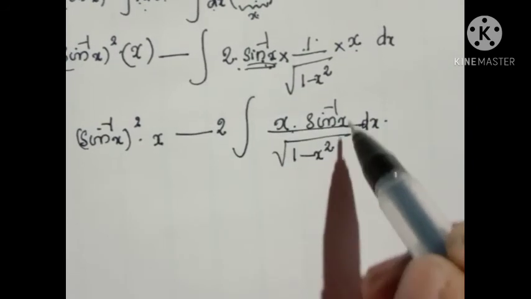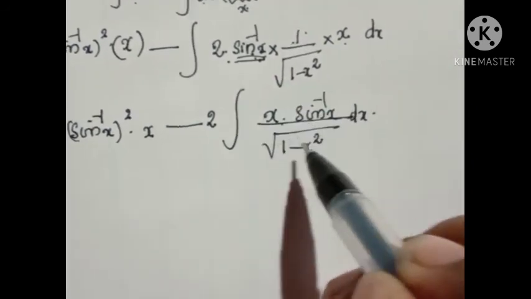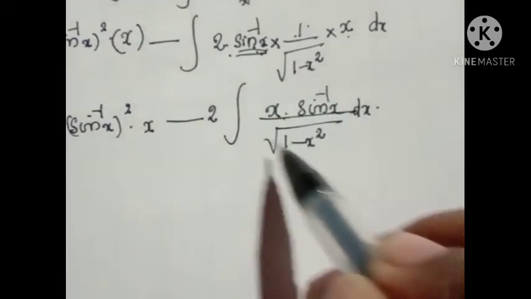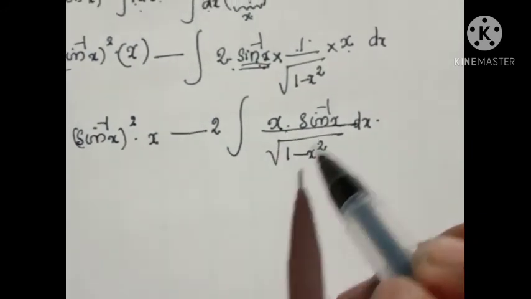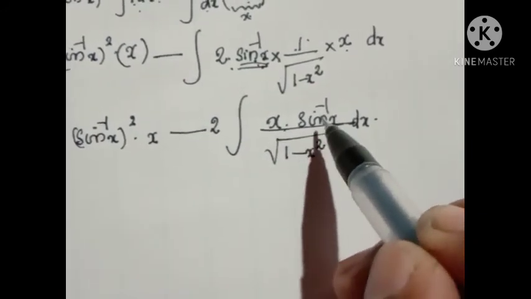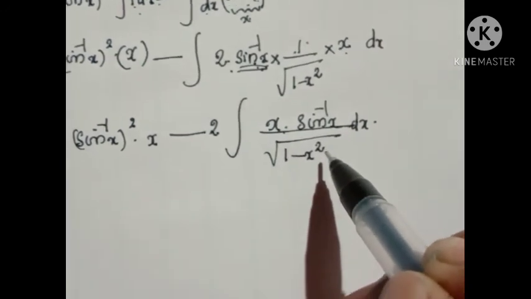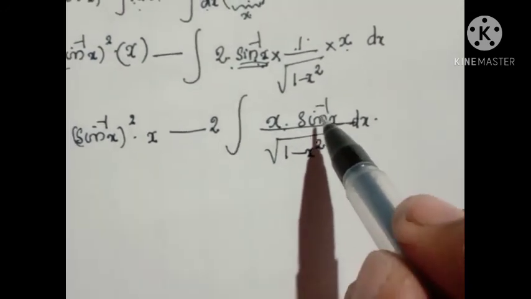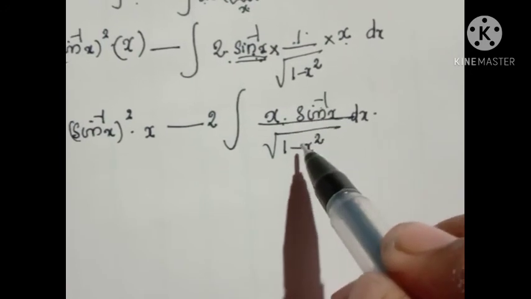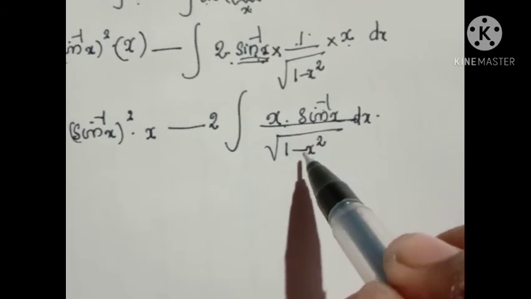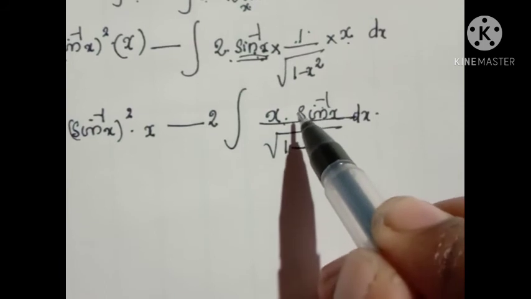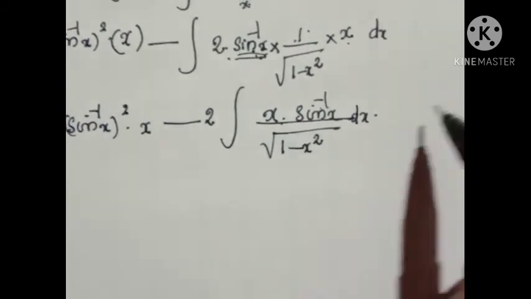Now see, from this integrand we can apply the substitution method, because there is a relation between sin⁻¹x and 1/√(1 − x²), isn't it? What is it? Yes, the derivative of sin⁻¹x is 1/√(1 − x²).